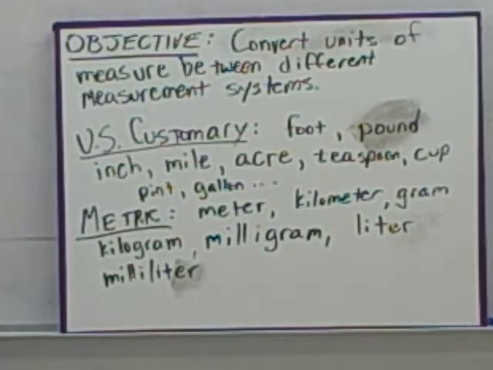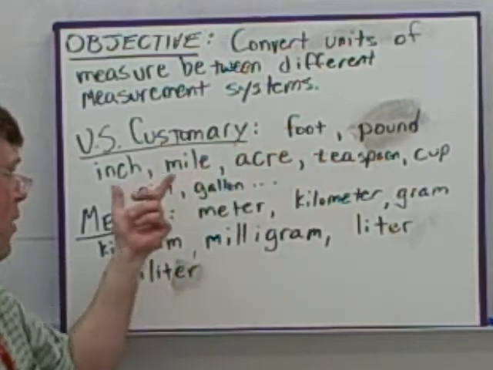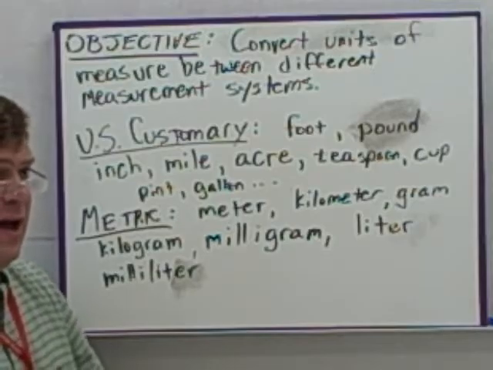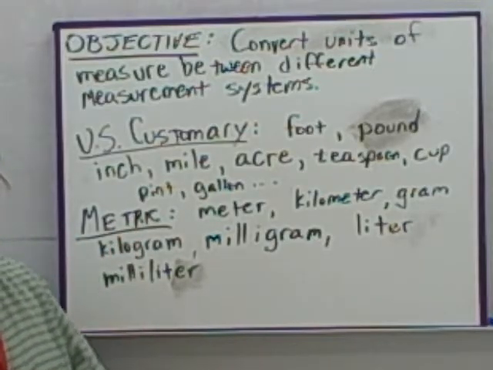So, the objective of this video is to convert units of measure between different measuring systems and also within the measuring system. There are two different measuring systems commonly used throughout the world. There is a US customary, which is foot, pound, inch, miles, acres, teaspoons, cups, pint, gallon. And then there's metric. Metric makes sense.